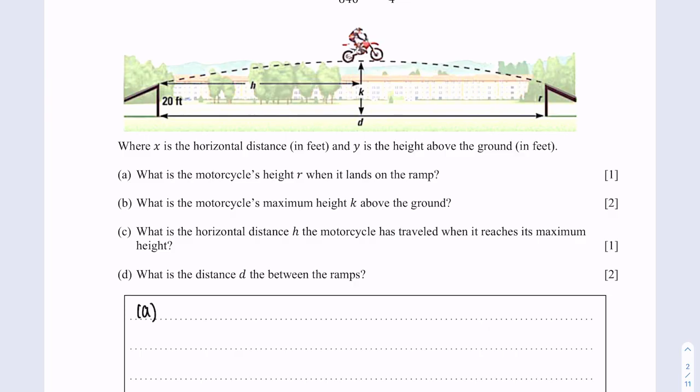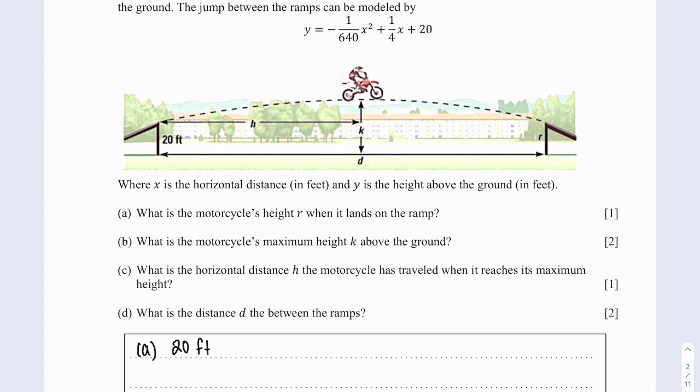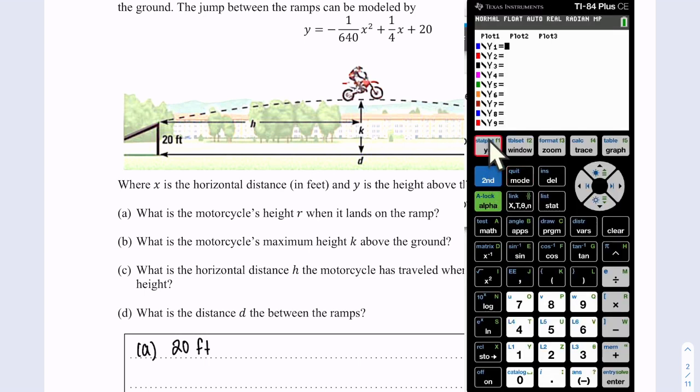Question A. All right, this one's easy. We can read our answer straight from the graph. The height of the ramp is going to be 20 feet. B. To find the motorcycle's maximum height, k, above the ground, we can enter the equation in our y equals screen. So let's go to y equals, type in our equation.